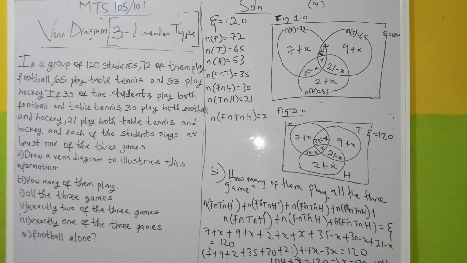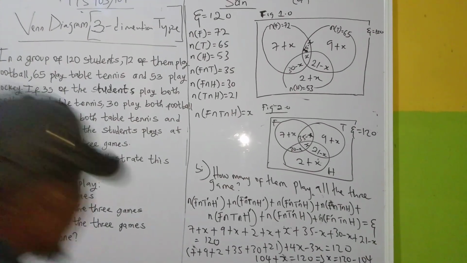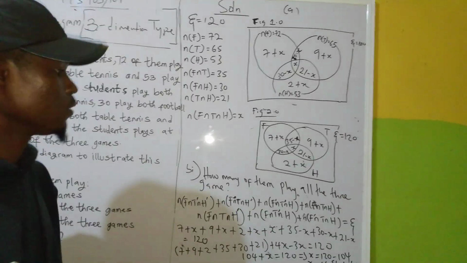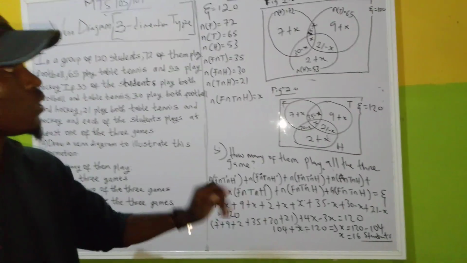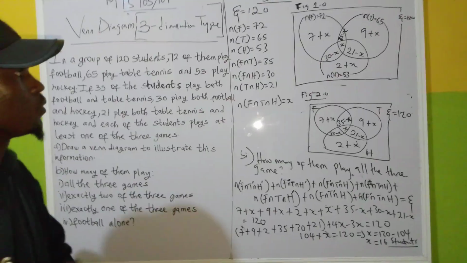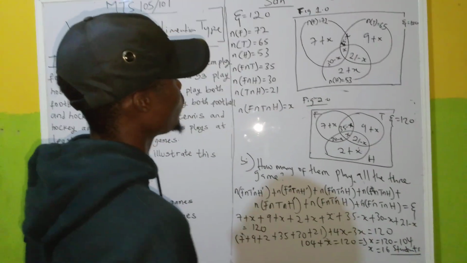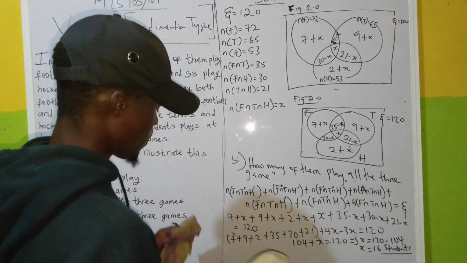There are 16 students. So the number of those that did the theory is 16 students. So it is very clear this way. Now I'm going to be rubbing it off. So there we go.